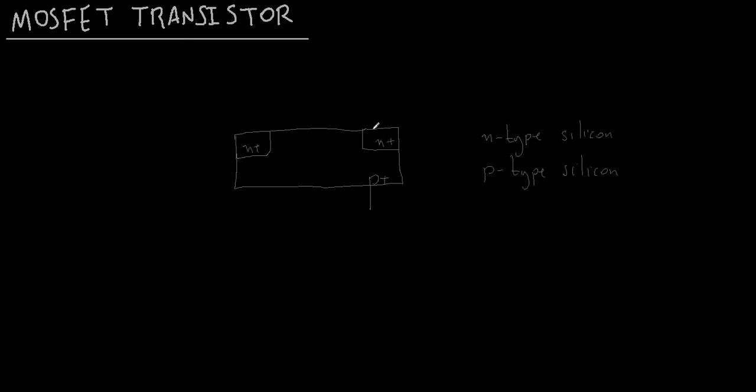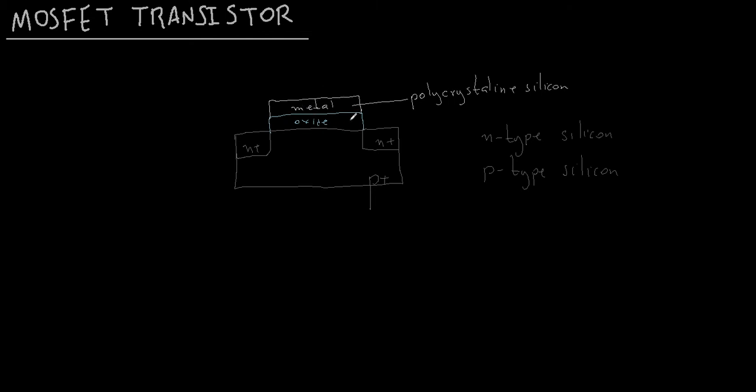Now on top of this we have a thin piece of silicon dioxide, and this is the oxide layer, and on top of that we have a metal layer. Now sometimes this can also be made of polysilicon, polycrystalline silicon. And nowadays this is usually made of polycrystalline silicon.